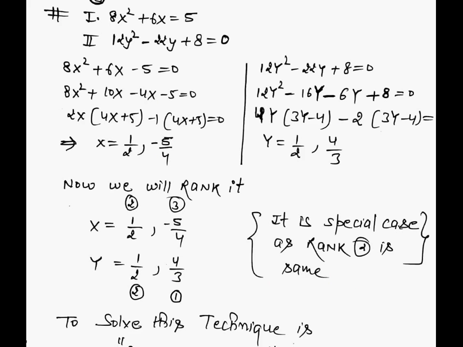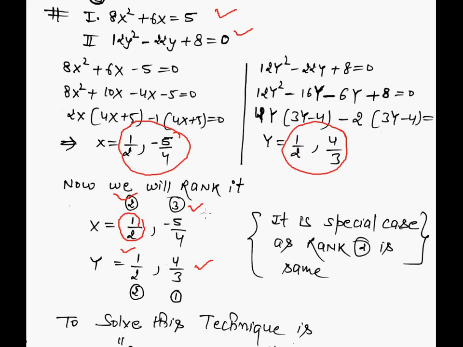Now see the next case. Okay, in some cases it may happen that the rank of x and y is the same. These are the two equations. After solving, I get x values as this and y values as this. Now if I rank it, the first rank is this, the second rank is this, this is also the same second rank, and this is third.